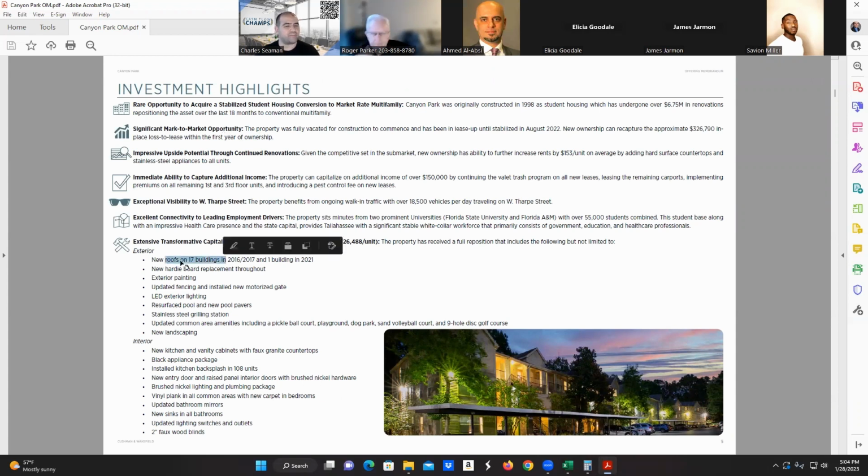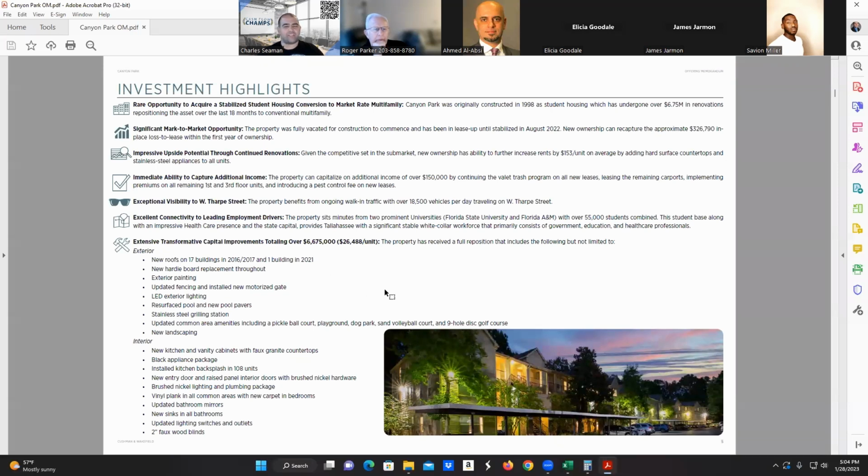New roofs on 17 of the buildings, new Hardie board replacement, exterior painting. So they put a lot of work into this property. At nearly $7 million, you're not doing just light cosmetic upgrades at that point. So this is a lot of money in this property, and it was a 1998 build to begin with, so it wasn't really a terribly old property to start.